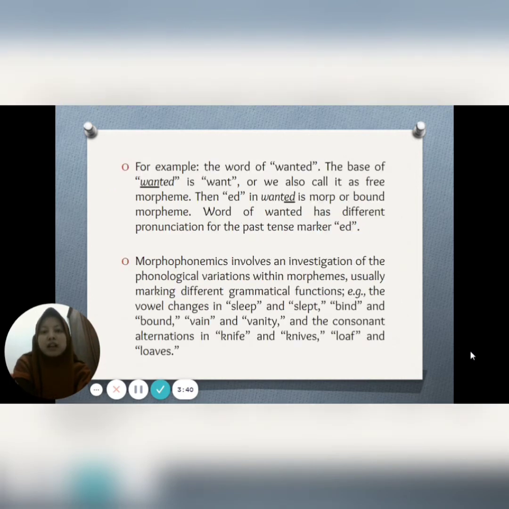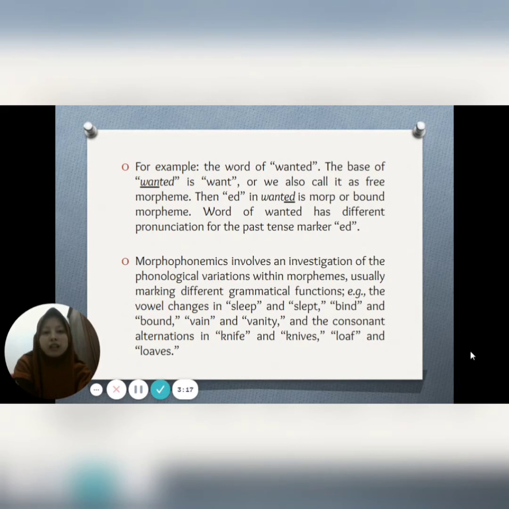For example, the word wanted. The base of wanted is want, or we also call it a free morpheme. Then -ed or /ɪd/ in wanted is a bound morpheme. The word wanted has a different pronunciation of the past tense marker -ed.